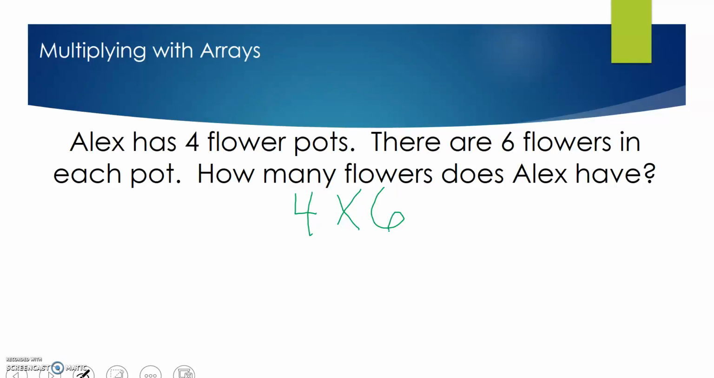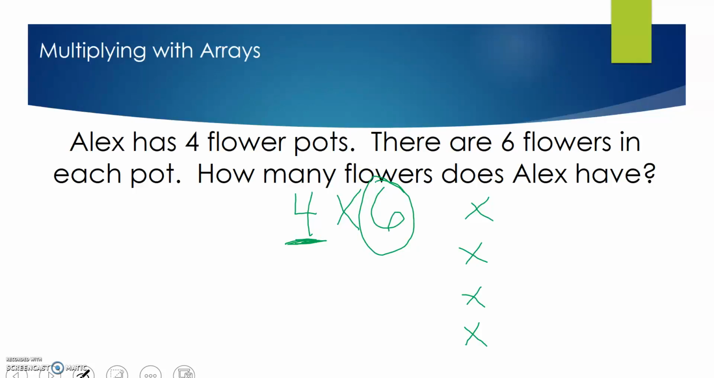I'm going to look at my first factor, and that's how many rows I have. I'm going to use X's. X's are the easiest way to create my own arrays. So 1, 2, 3, 4. 4 rows. Now I'm going to go and put 6 in each row.